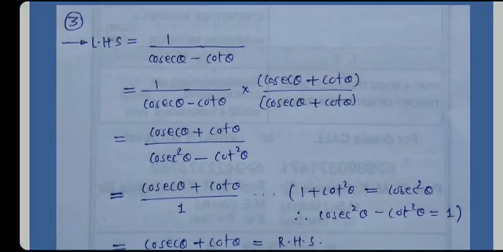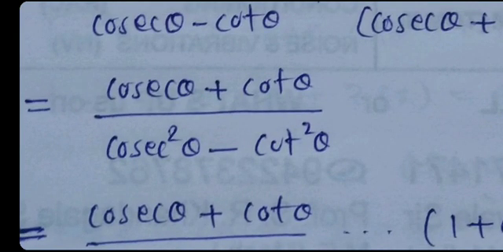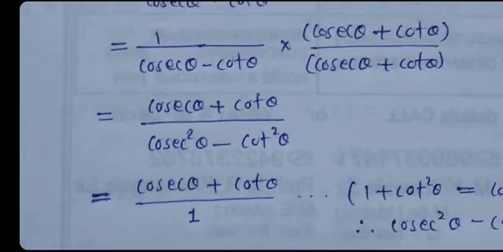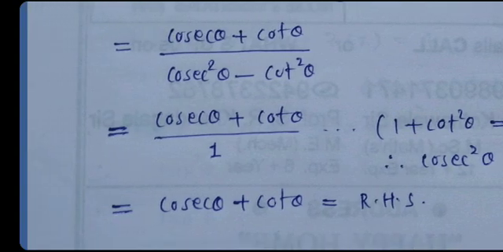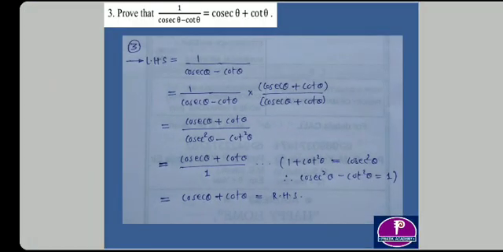and we know the expansion A minus B into A plus B is equal to A square minus B square. So here the denominator becomes cosec square theta minus cot square theta, but we have the standard relation 1 plus cot square theta is equal to cosec square theta. Therefore, adjusting terms, we get cosec square theta minus cot square theta is equal to 1. Using this relation here, the denominator becomes 1. So this simply becomes cosec theta plus cot theta, and this is nothing but our RHS. So this is again proved.